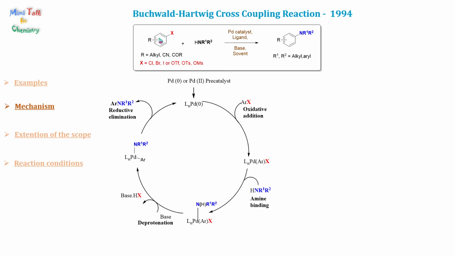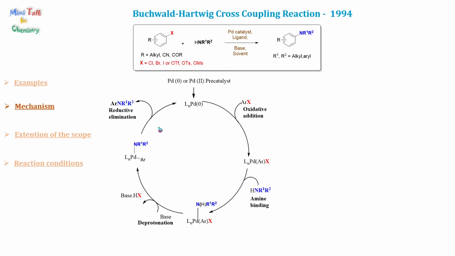Now let's move on to the general mechanism of the Buchwald-Hartwig cross-coupling reaction. The catalytic cycle begins with oxidative addition of the aryl halide to the palladium-0 species. The resulting palladium-2 complex reacts with amine and base to form a palladium-nitrogen bond. This palladium-nitrogen bond can form by different mechanisms depending on the strength of the base. And the last step is reductive elimination to regenerate the palladium-0 and the desired product.